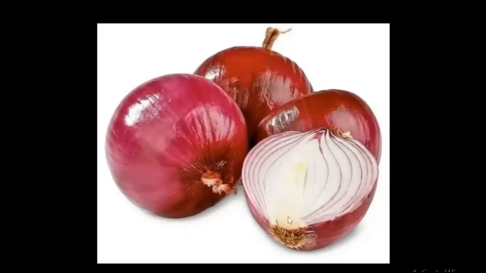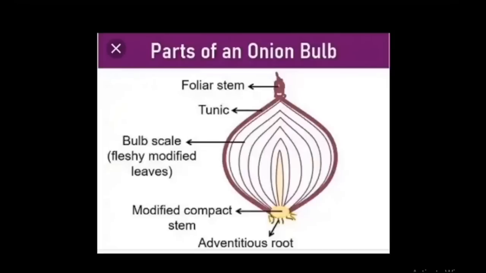So this is a picture of the onion. You can see it here. That is what the onion looks like. You can see that it has a purple to brown coating. We also have the ones that are white.